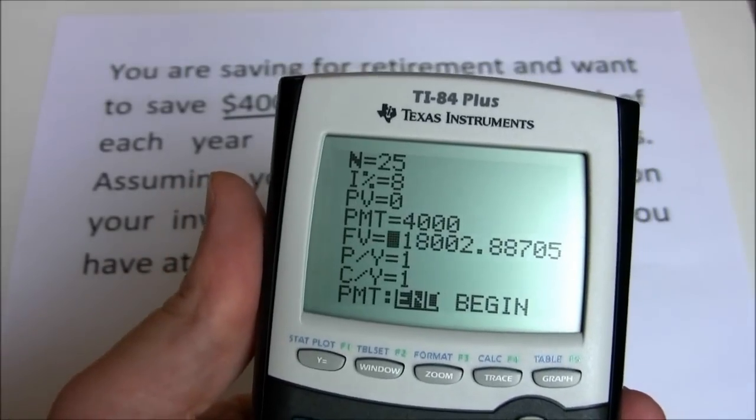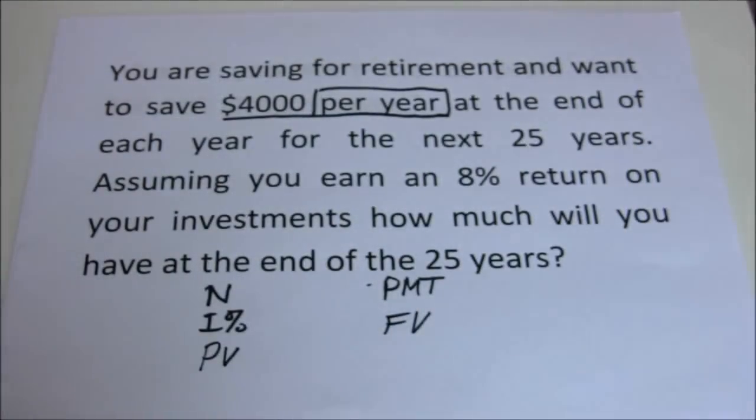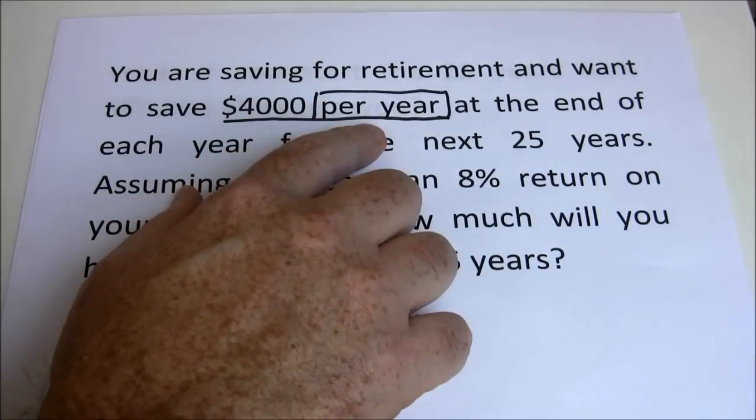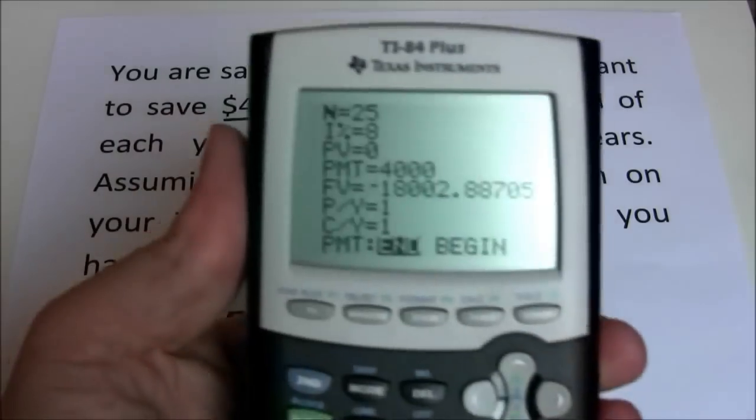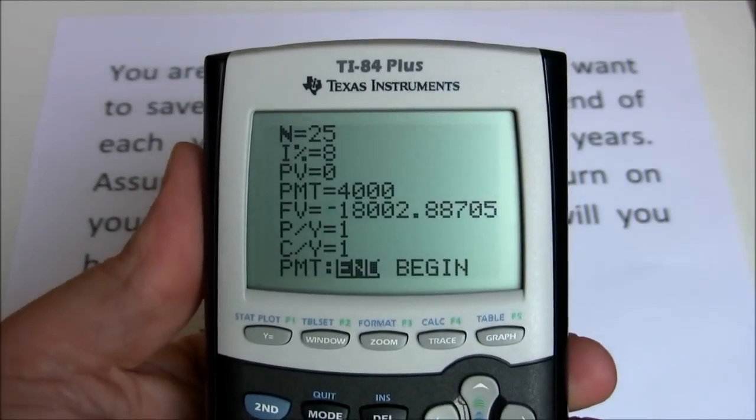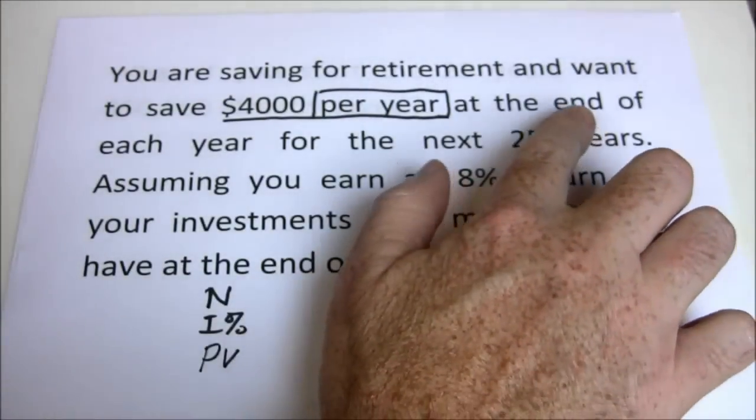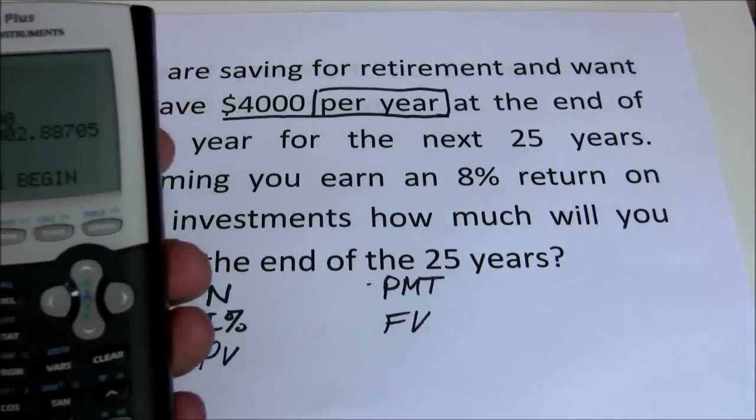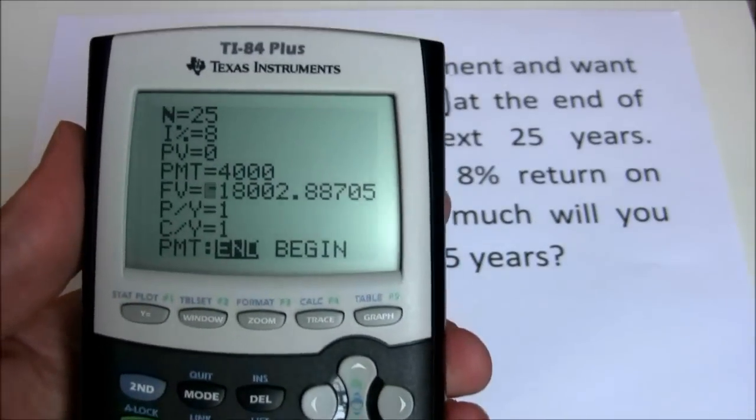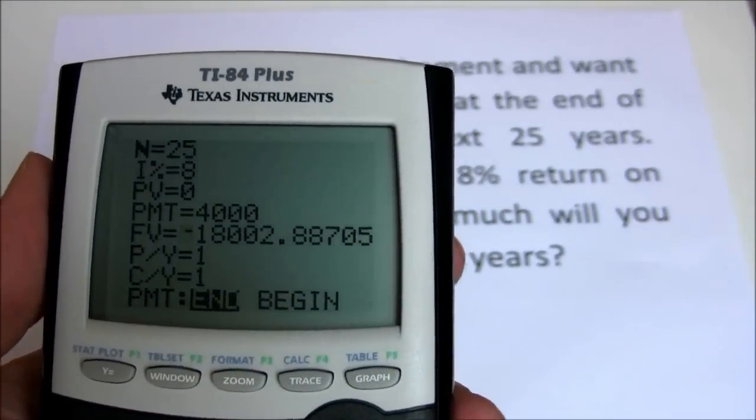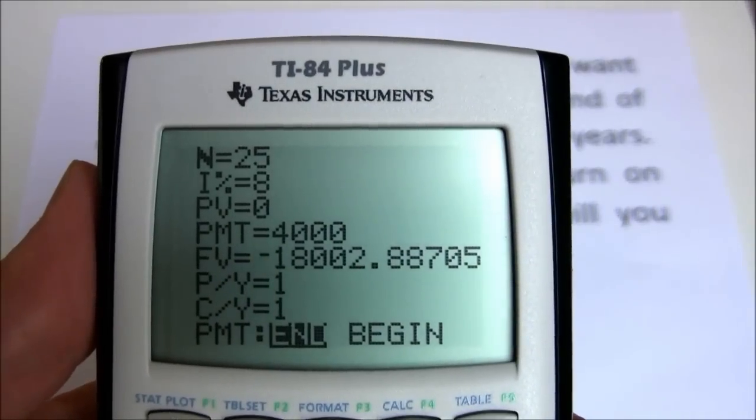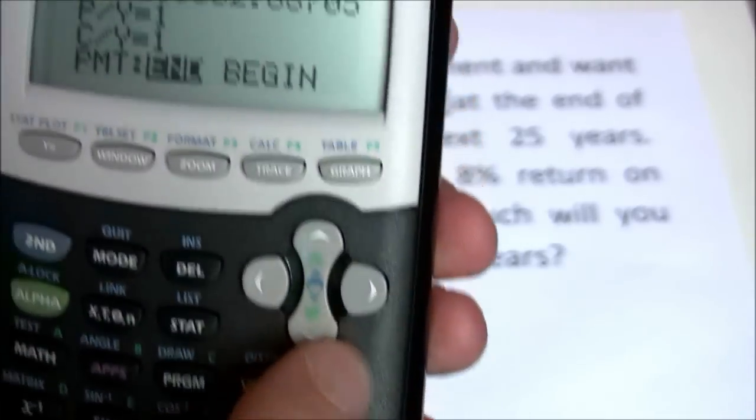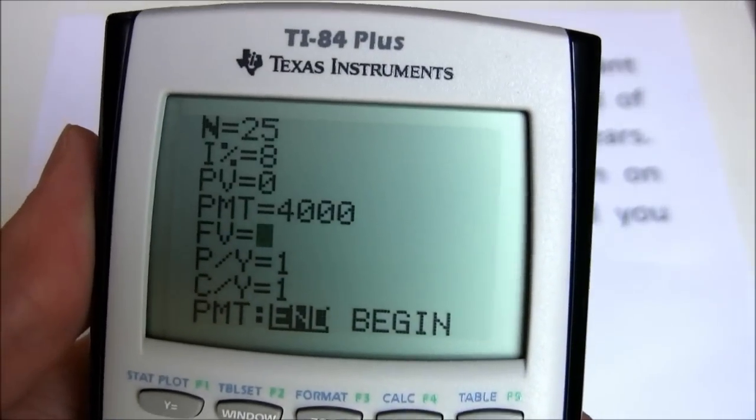Go down to our future value. And now note that it's saved per year. So we've got 1 period per year. So our P/Y is 1. And we're saving at the end of each year. So we want to make sure our payment is set up at end, which it is. So now the cursor's on the future value again. I'm going to go ahead and clear out what was there before. Just press this clear button, and now it's blank.